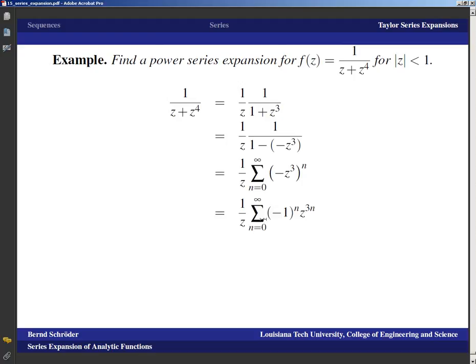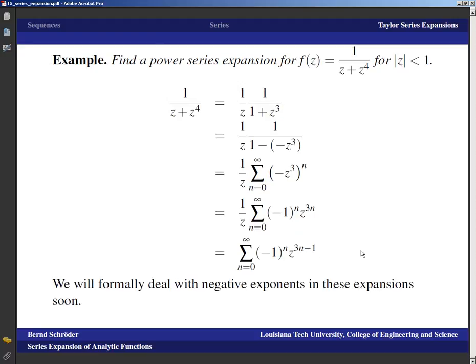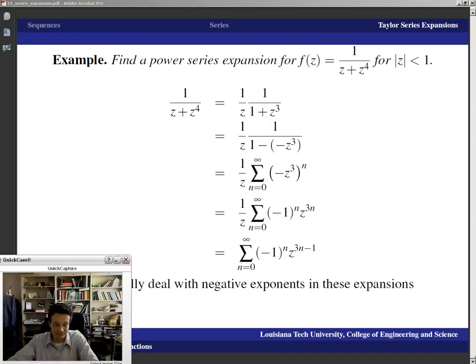That's 1 over z times the sum n equals 0 to infinity negative 1 to the n times z cubed to the n, which is z to the 3n. And then if we want to, we can push the 1 over z inside, so we get the sum n equals 0 to infinity negative 1 to the n z to the 3n minus 1. And you may notice here that, well, we've got a negative exponent in this power series expansion, and we will formally deal with negative exponents in these kinds of expansions, in fact, in the next presentation.